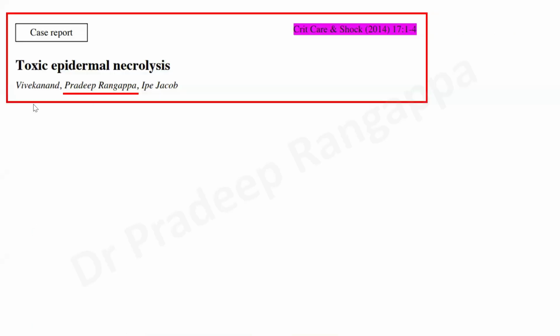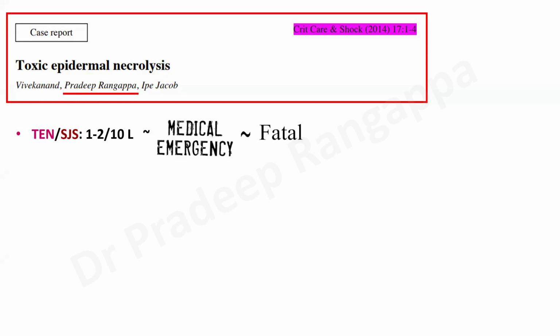We published this. It is toxic epidermal necrolysis, published in Critical Care and Shock in 2014. This was toxic epidermal necrolysis or Stevens-Johnson syndrome, secondary to the antibiotic she received 2 days back. As you see, it's very rare, 1 to 2 per 10 lakhs. It's a very rare condition, not common, but a very dreaded and life-threatening condition. It's a medical emergency. It can be fatal. She could have died. She survived and went home. She came back to us, and all her skin lesions had improved, and she was almost normal.